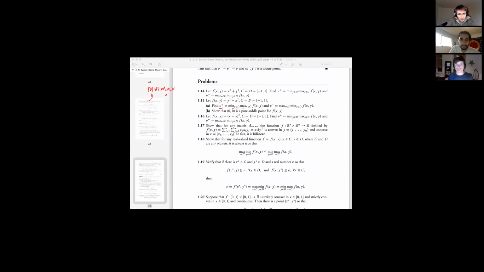Okay, min max f of x, y, and then this is going to be x squared. Actually, it's going to be y squared minus x squared. So to do this, we first want to maximize the value, and we're going to use x.